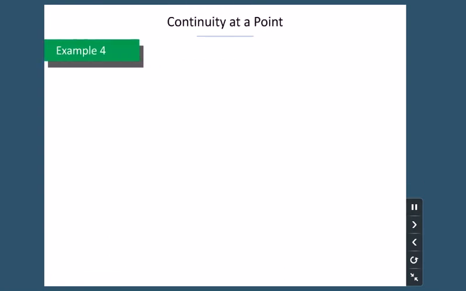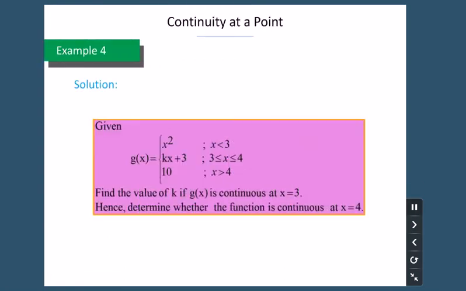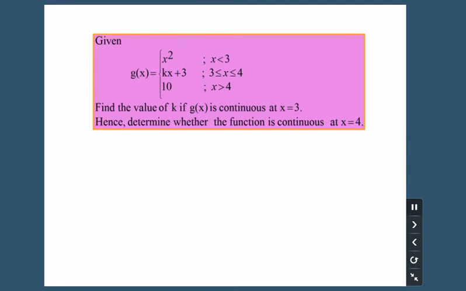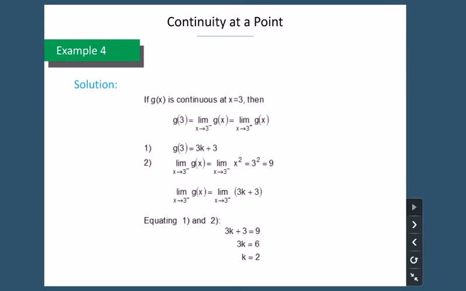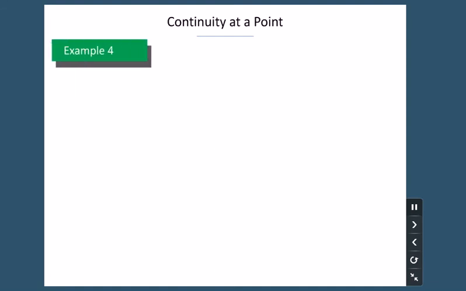Example 4. Given the function, find the value of k if g(x) is continuous at x equals 3. Hence, determine whether the function is continuous at x equals 4. Example 4. Solution.